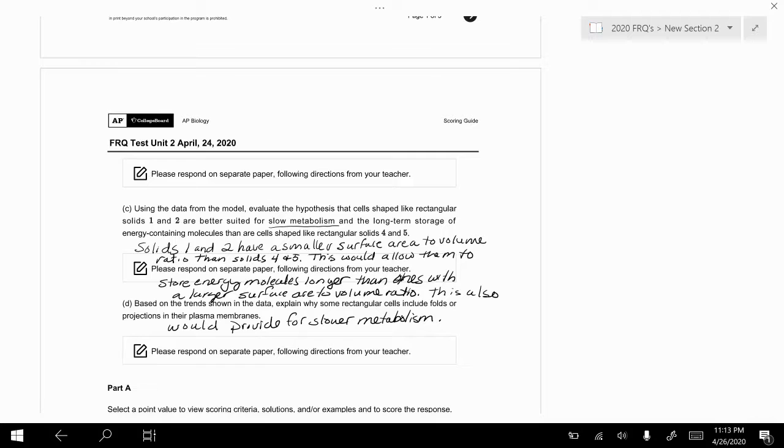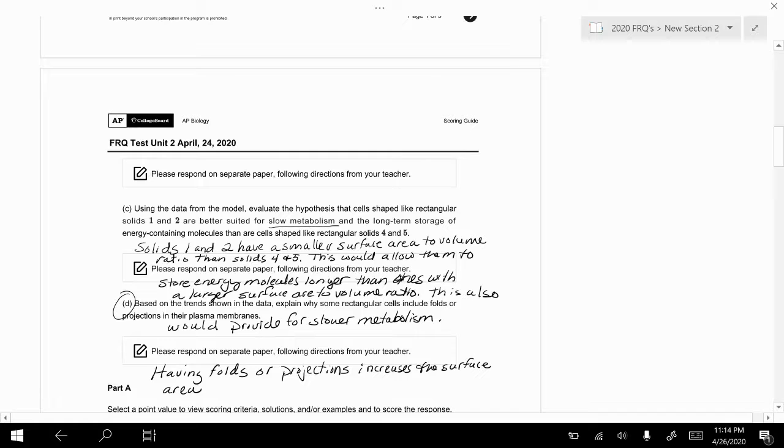All right, so I ran into the next question right here, D. Based on the trends shown in the data, explain why some rectangular cells include folds or projections within their plasma membrane. All right, so a lot of villi is in there, and so I would start off by having folds, or does it say projections? Projections increases the surface area.